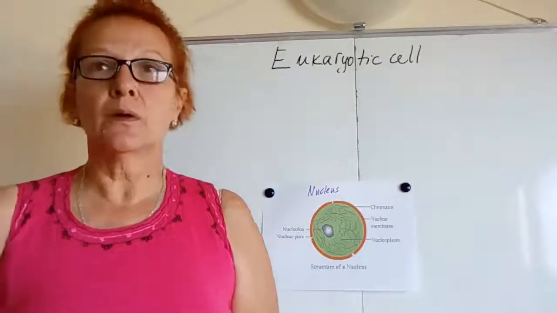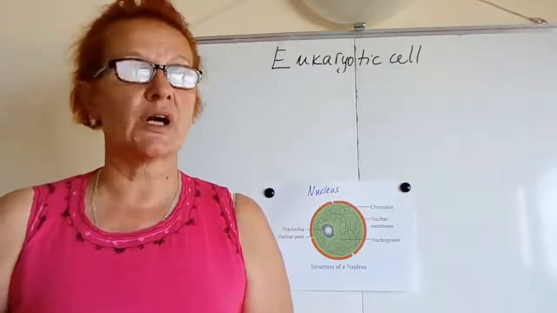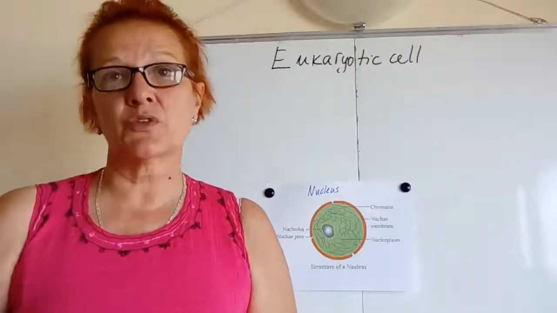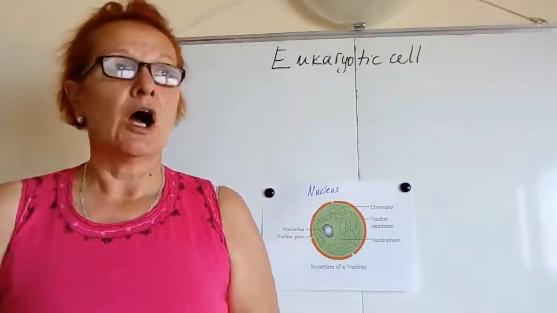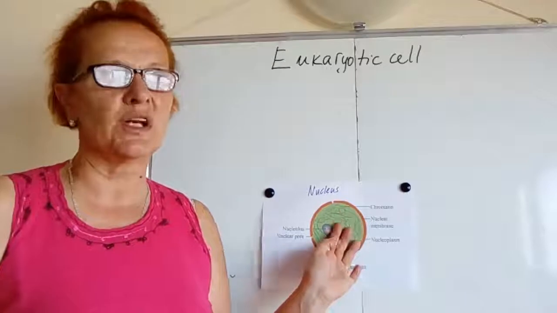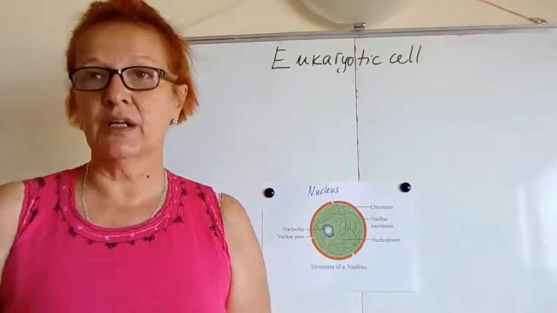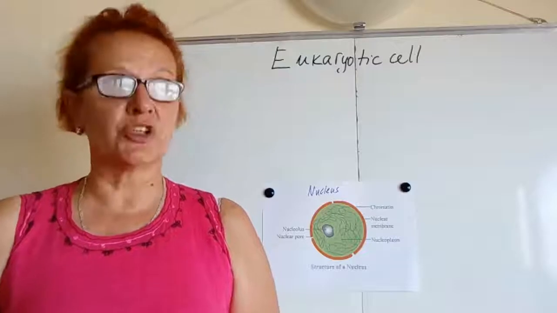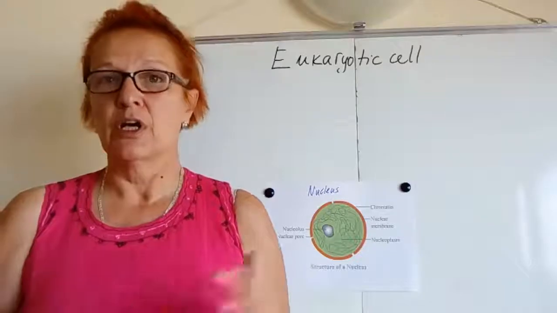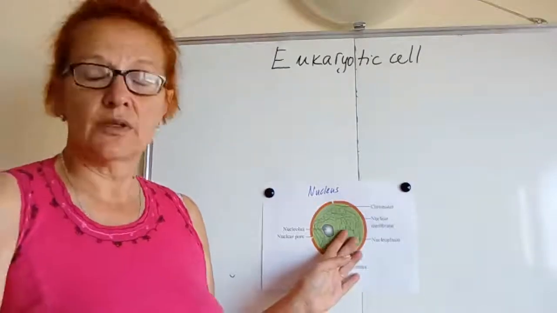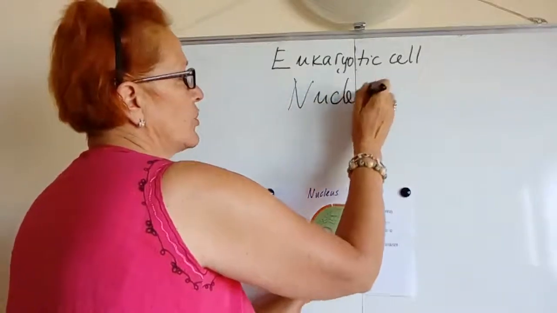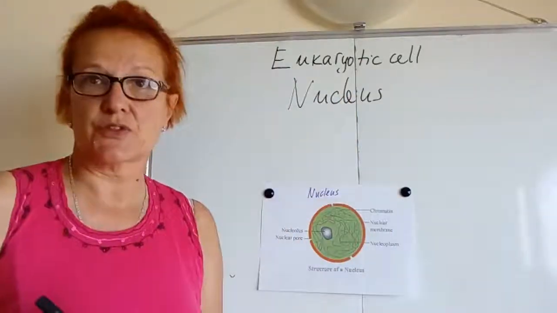Some of the cell structures, some of the cell organelles, are temporary, some other organelles are permanent. The permanent organelles are very important for the cell, and we're going to start with the nucleus as a cell organelle, because it is very important for the overall function and survival of the cell. So the first organelle that we are going to talk about is the nucleus.